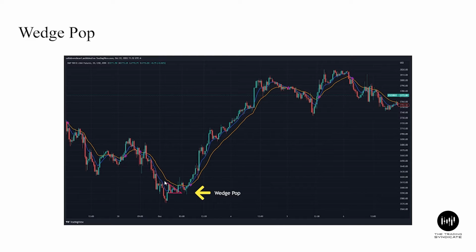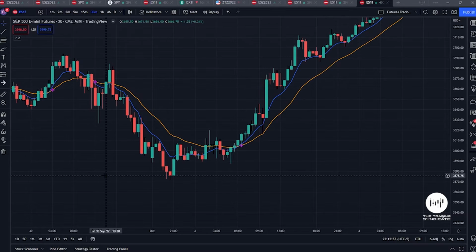Followed by the wedge pop that allows the price action to take back over the EMAs. For our wedge pop phase on our 30-minute time frame, we are looking to see a bull flag pattern form on top of the EMA that we are trying to cross over. In this case, it is the 8 EMA.